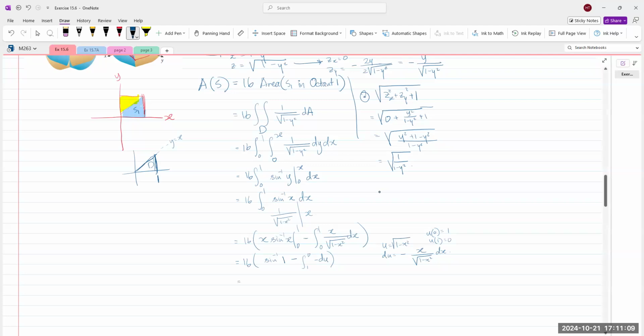Okay, so this is 16 times sine inverse 1 minus, or actually minus, the integral from 0 to 1 of du. Oh, that's just 1. Sine inverse 1 minus 1, which is quite impossible though, because it's supposed to be area, so it's supposed to be positive. I must have made some mistake somewhere.